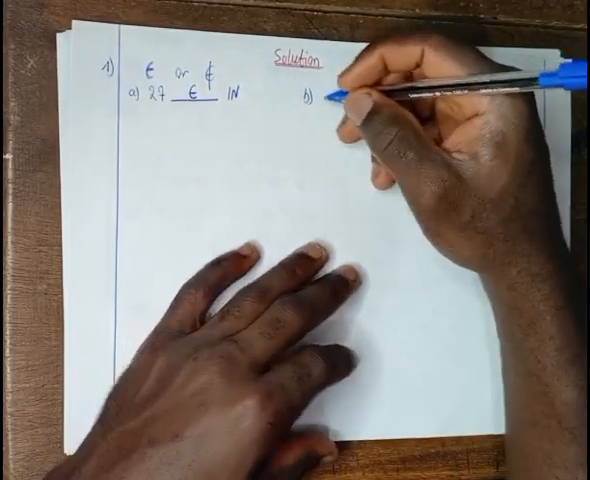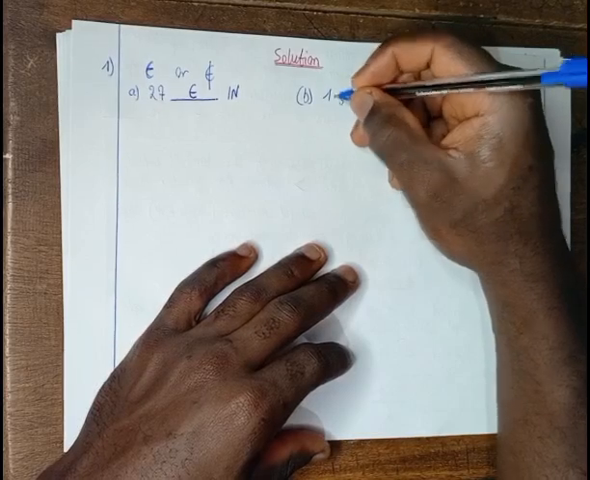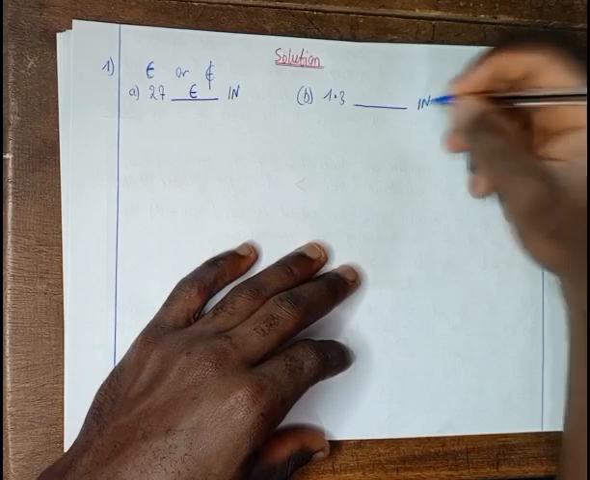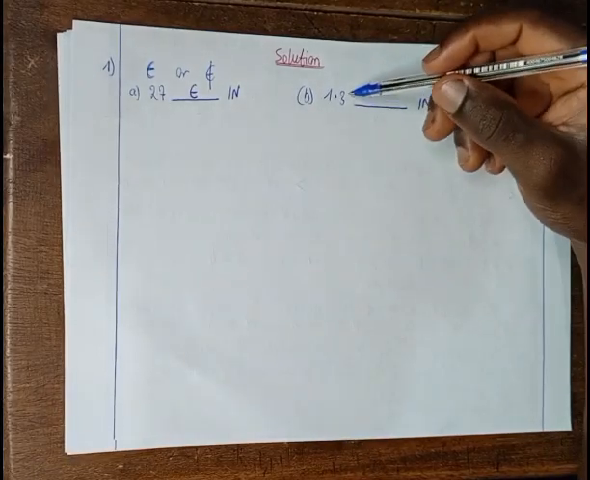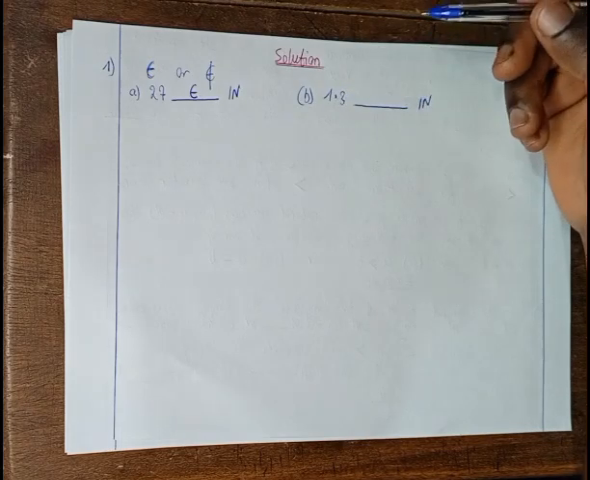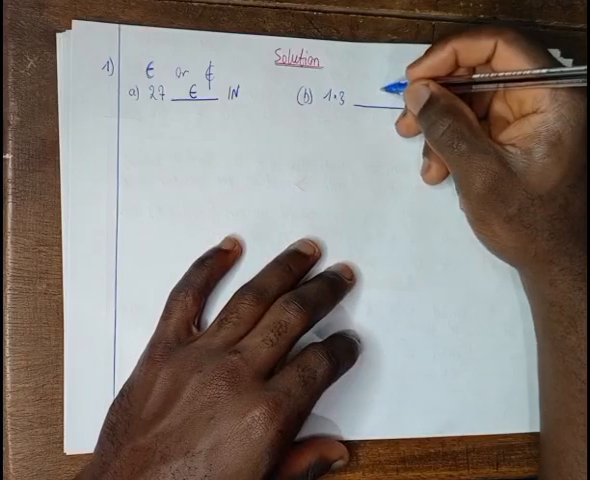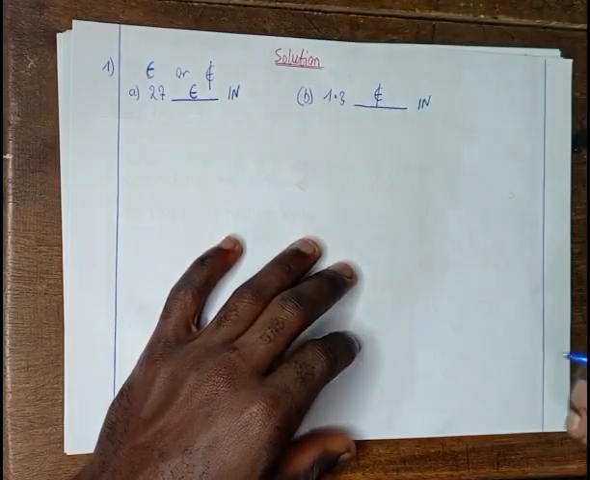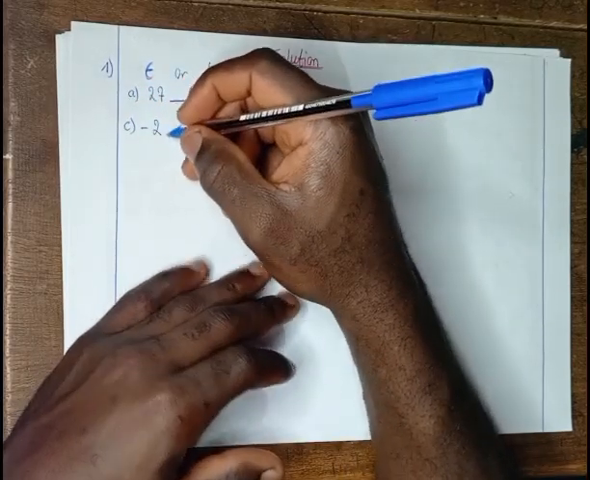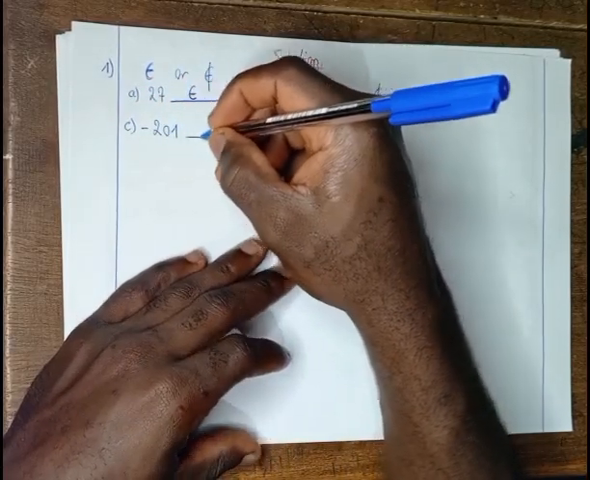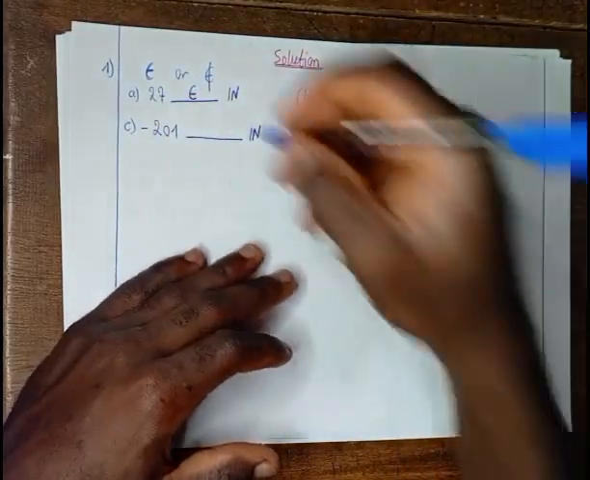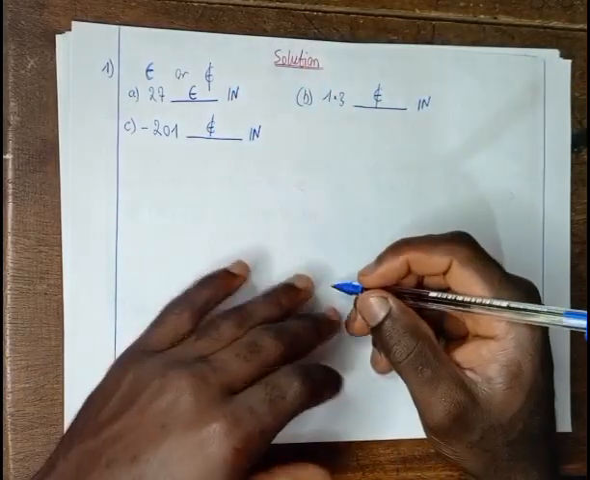We take B. B, we have the number 1.3, the empty space, the set of natural numbers. 1.3 is a positive number. It has a fractional part, the 0.3, so it is not a whole number. In this case, we are going to make use of the symbol does not belong to. For C, we have the number negative 201, the empty space, the set of natural numbers. This number is a negative whole number, so it does not belong to the set of natural numbers.